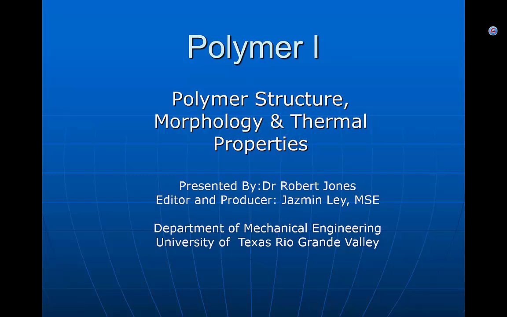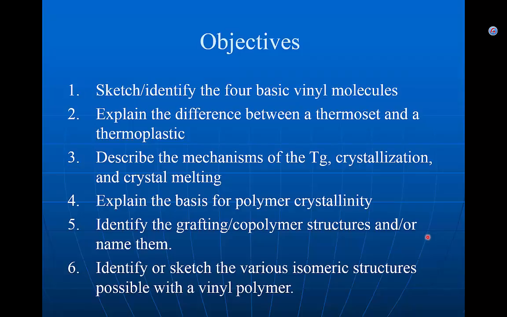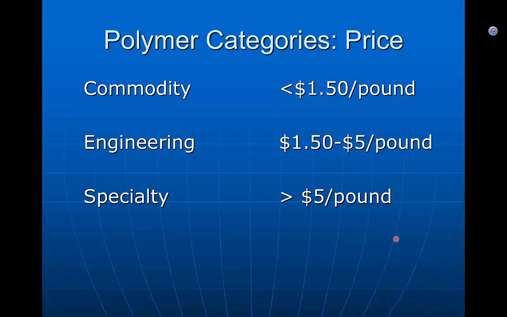Going to begin talking about polymers, polymer structure, properties, and the interaction morphology with those properties. So we'll look at the 4 basic structures that you need to learn: vinyl molecules, develop understanding the difference in thermoset and thermoplastic polymers, and introduce some important concepts: glass transition temperature, crystallization, crystal melting, and so on.